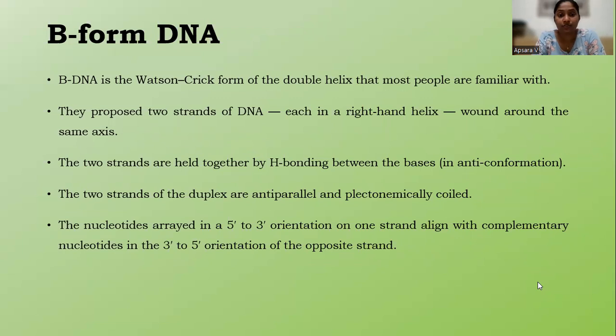The two strands of the duplex are anti-parallel and plectonemically coiled. So the DNA strands don't run parallel, they are anti-parallel. The nucleotides arrayed in a 5' to 3' orientation on one strand align with the complementary nucleotides in the 3' to 5' orientation of the opposite strand.